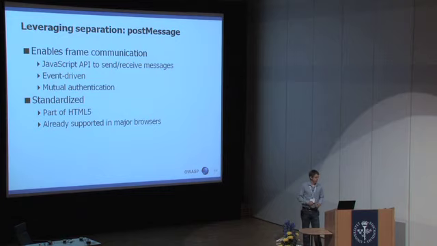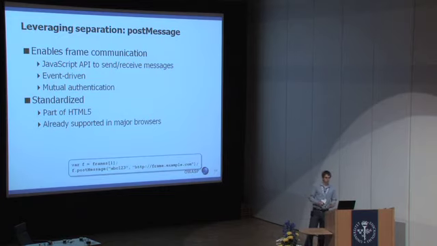A quick technical overview of how it works. Sending a message is fairly easy. You have a frame and you send it a message using the postMessage function. You include the message, and you also include the origin, the destination of the message. So your browser will ensure that the frame that receives the message is indeed the intended receiver.